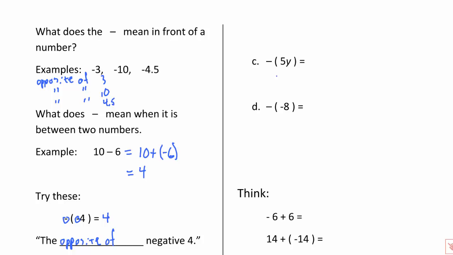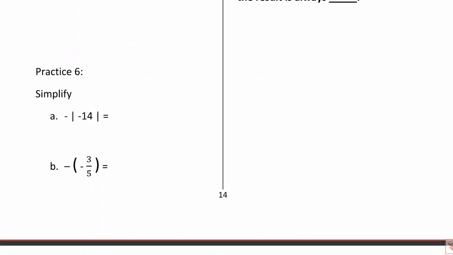Now look at A here. Let's practice this. So the opposite of the absolute value of -14. Well, because there's an absolute value here, that means that I can evaluate this first. So that makes this the opposite of 14. So this is -14. That's the answer here.